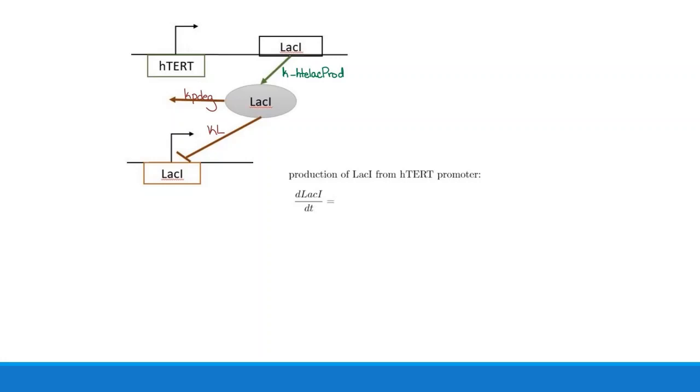The first part is production of LAC-I from the hTERT promoter. And because I've simplified transcription and translation into one term, it's a very simple term. CP stands for copy number. The second part of this differential equation is the interaction between LAC-I and the construct it represses. So the DNA binding activity of LAC-I. That's represented by the K-on and K-off, and how it interacts with the concentration of that construct in the cell. The last term is just protein degradation.